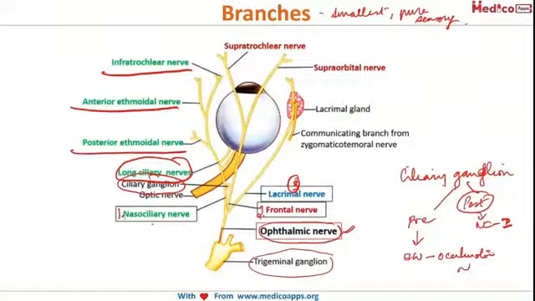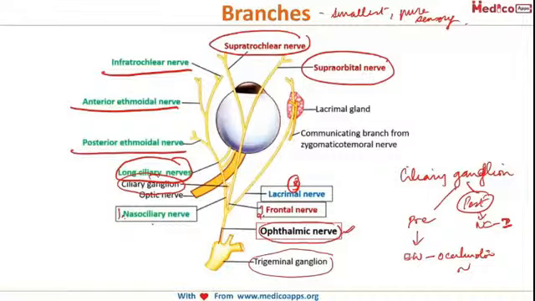So the frontal nerve divides into two branches. We have the supratrochlear nerve and the supraorbital nerve. So these branches end up supplying sensory fibers to the forehead region and the eyebrow region.